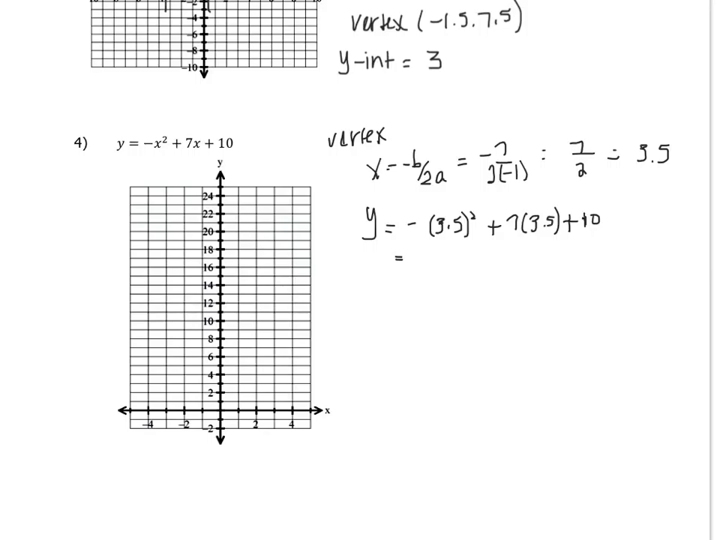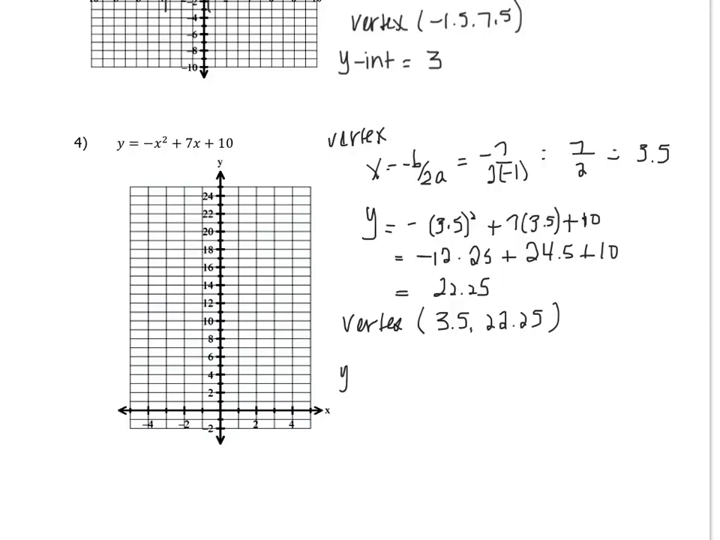So that would be 3.5 squared, which is negative 12.25. 7 times 3.5 is 24.5, plus 10. So when you add those up, negative 12.25 plus 24.5 plus 10, you get 22.25. So the vertex would be (3.5, 22.25).